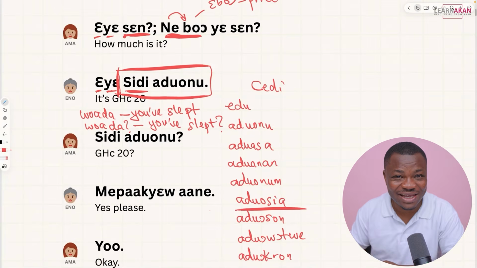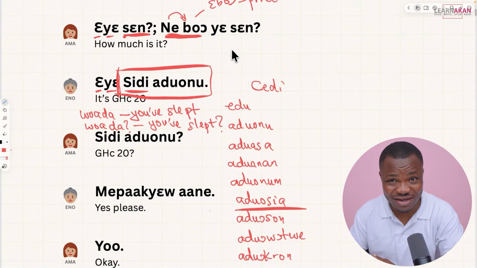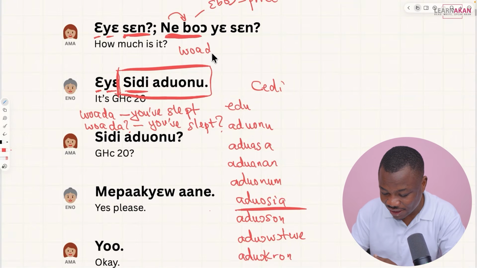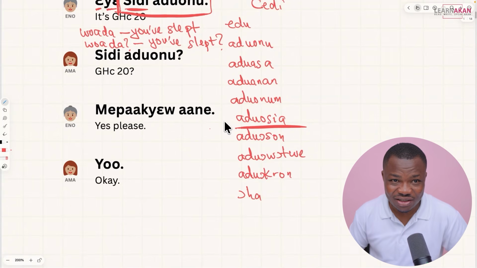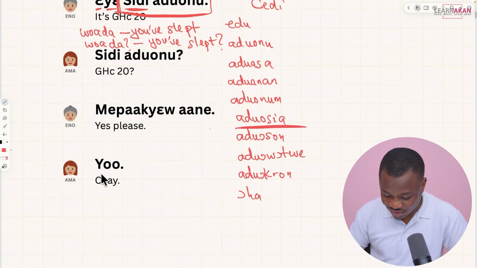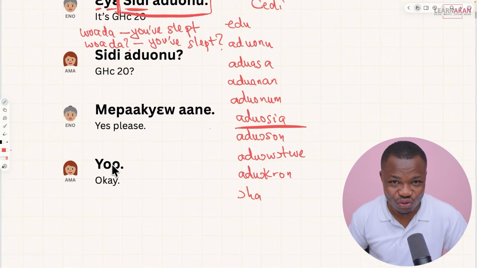So this one becomes you've slept, as a question. Again, if you don't get the tone right at this point, you can just add ana to it. So you say wada ana. And once you bring ana at the end, you're trying to confirm if the statement is correct. Eno says, me pacho ane. Yes, please. And then Ama comes in and says, yoo. Okay.